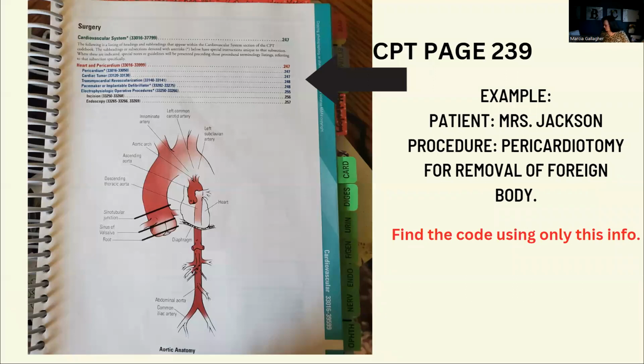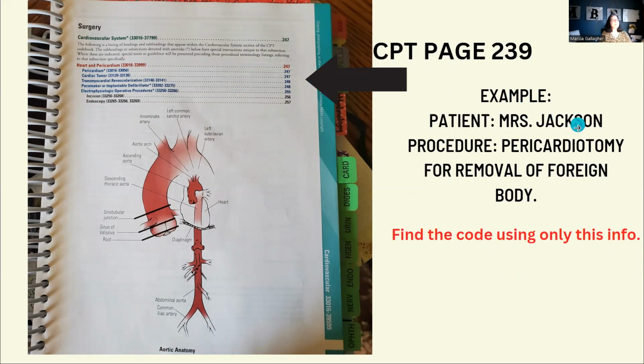So go ahead and turn to page 239 of your CPT, and you're going to see, I like to call this, I don't want to call it our index because we already use an index, but this is kind of our, let's say, our chapter outline. So you're going to see the heart and pericardium, and this is everything within the heart and pericardium without going to the index. This is at the beginning of your chapter or that chapter of the CPT. It's on page 239. So let's look at an example.